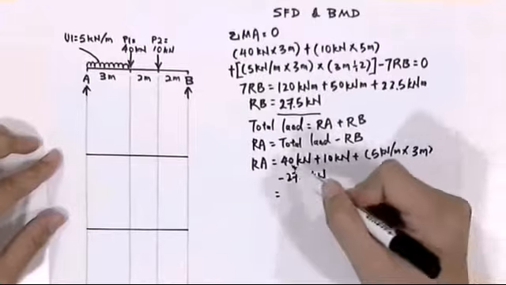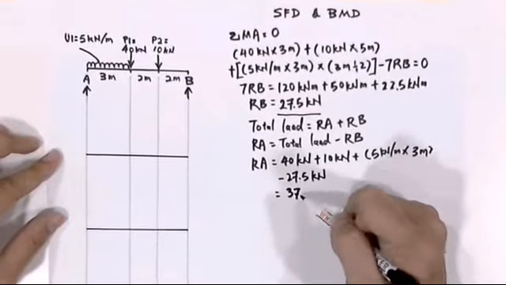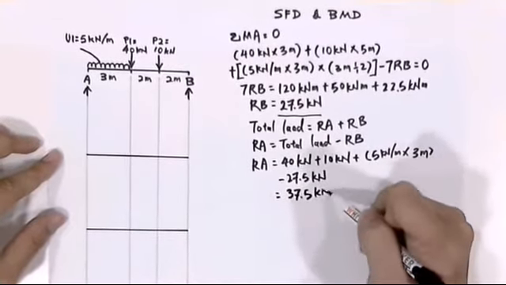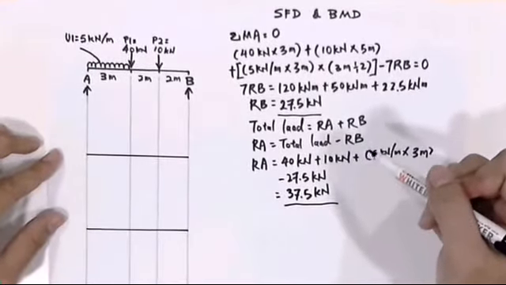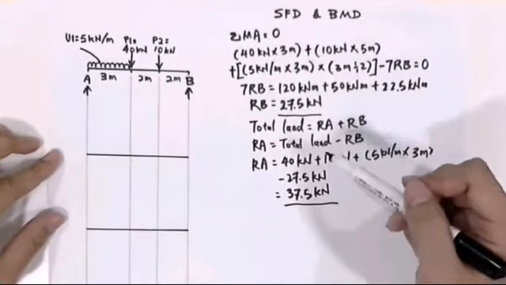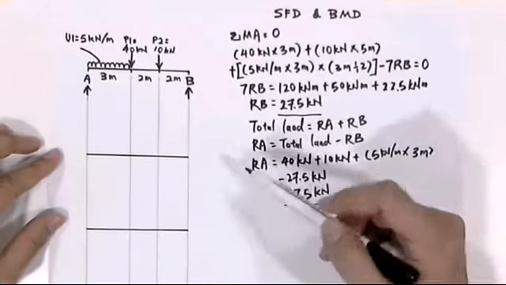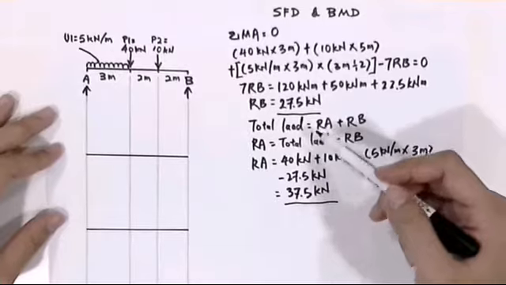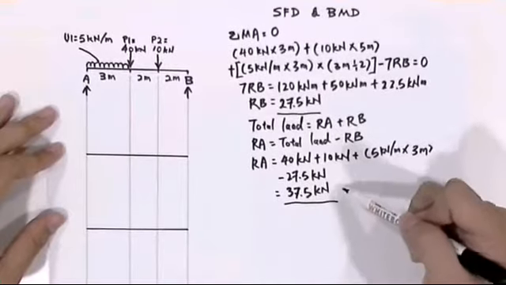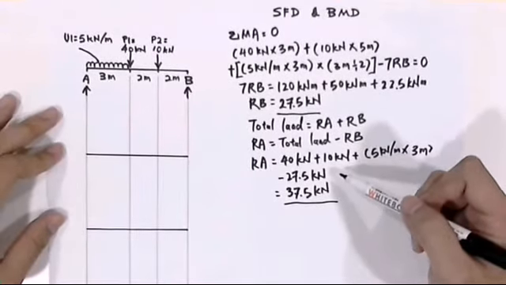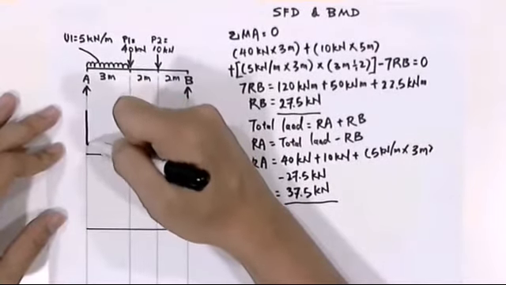If you solve this calculation, what we'll get is 37.5 kilonewton. This is our RA. Once we have RA and RB, we can start to work on our shear force diagram. By using a graphical method, we can draw the shear force diagram on support A with a value of 37.5 kilonewton. So try to draw.